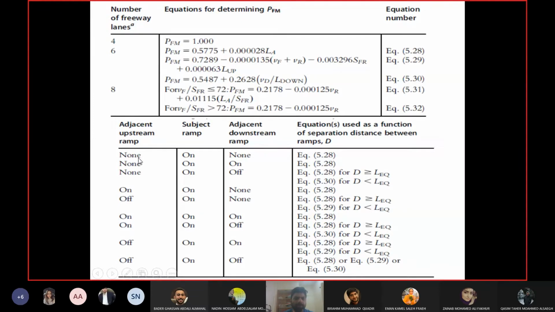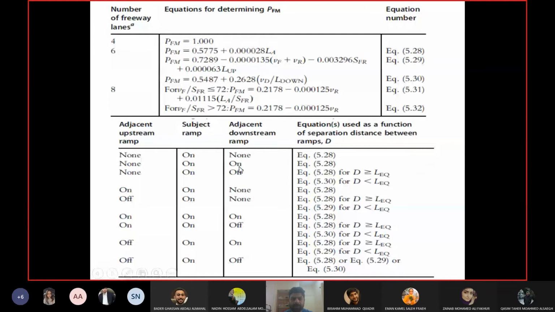I'm just giving some examples. You will use equation 5.28 if there are no upstream ramps and no downstream ramps, and you are talking about an on ramp. Obviously we are talking about a merge area, so all ramps will be on ramps. The subject ramp for which we are doing the analysis will be an on ramp. So no upstream ramp, no downstream ramp, and an on ramp, so you can use this one.